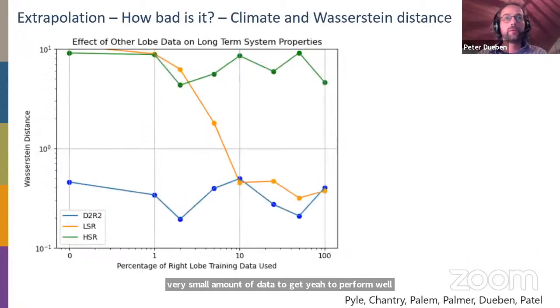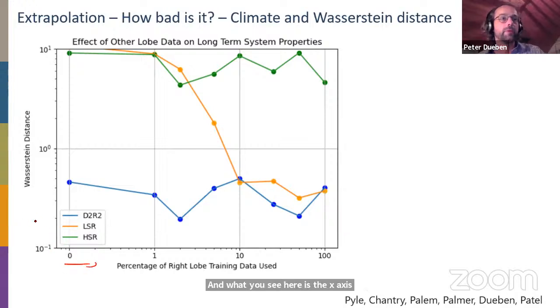The previous plot was about forecast error, and this plot here is what we call the Wasserstein distance, and this is basically climate information. You perform a very long simulation, and then you look at the PDF and compare the PDFs of the simulations against the truth. The x-axis is again the percentage of the data that you have available from the right lobe, and the y-axis is the Wasserstein distance, and the higher the number, the worse. What you see is that the regression technique performs quite well, even if you have no data whatsoever from the right lobe, while the echo state network requires something like 10% to perform well, and before that it's actually quite bad.